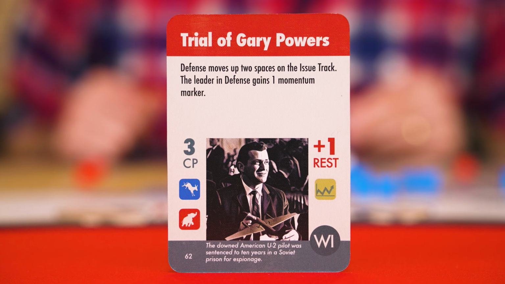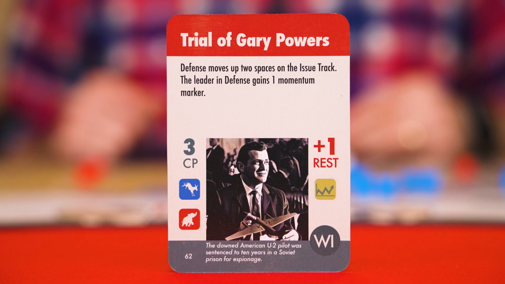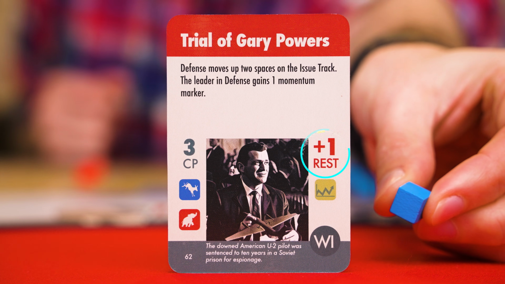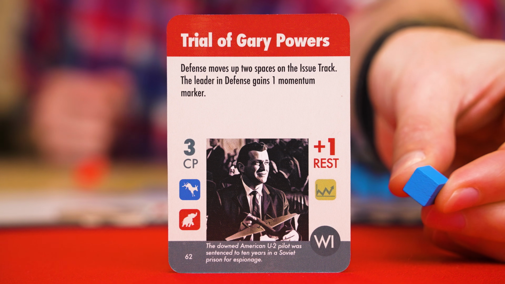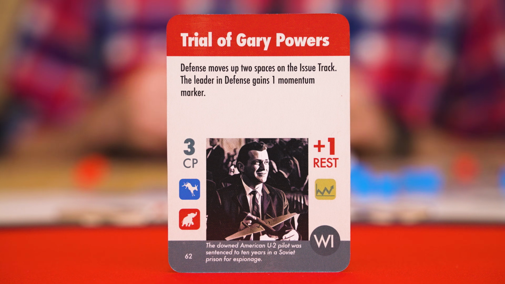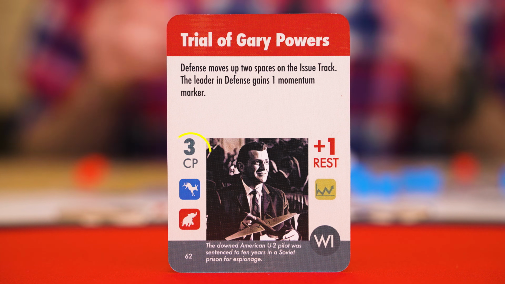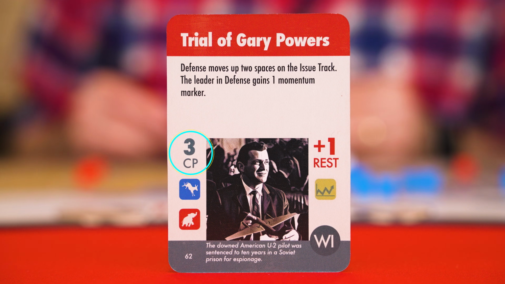First, just as you did when playing a card for its event, you move a number of cubes from your supply to your rest area based on the value here. Make sure you don't forget to do this. Then check how many campaign points, known as CPs, the card creates, as shown here.